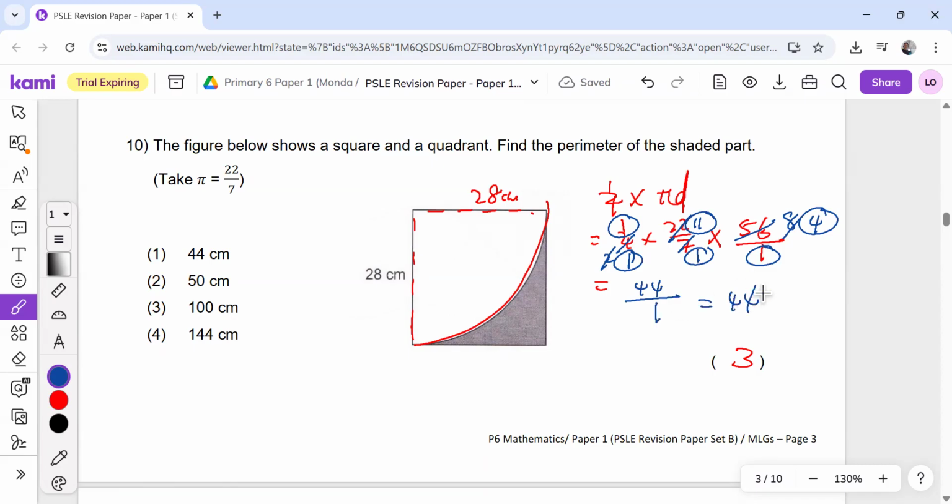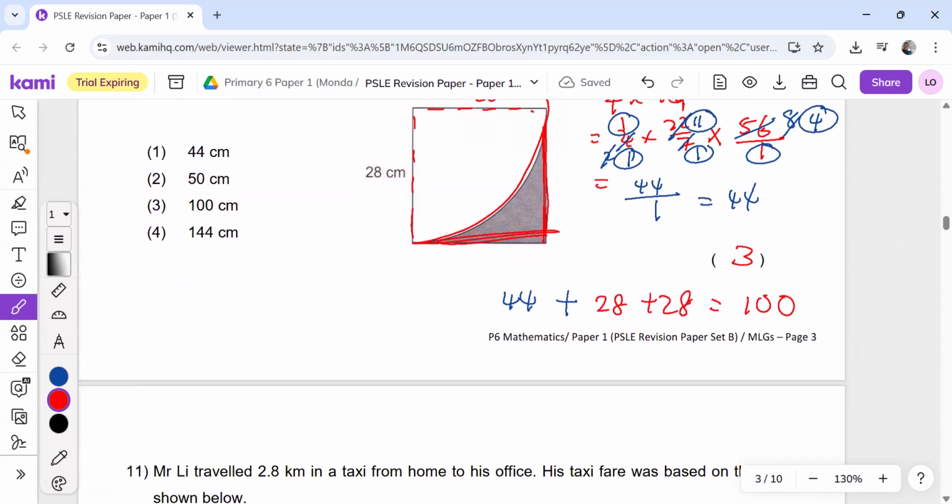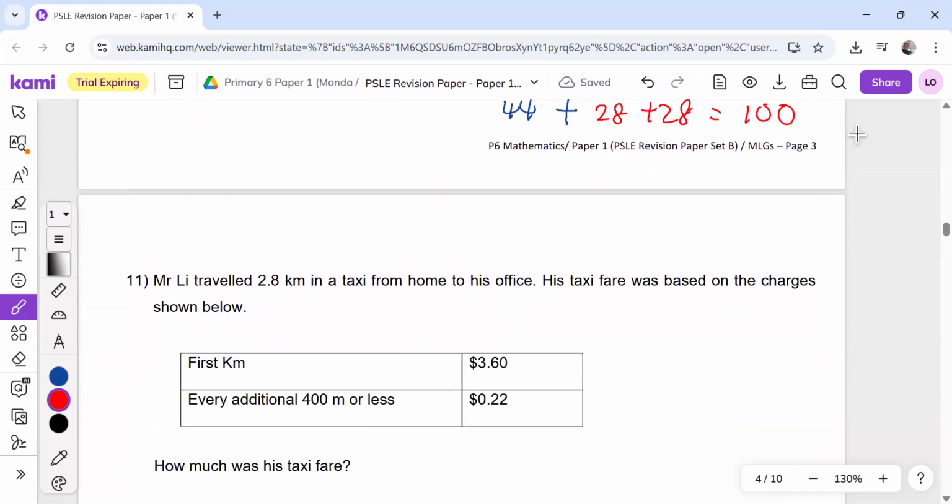So the circumference is 44, but not the answer, because you need to take 44 plus what? Plus the straight lines. There are two straight lines there. So plus 28 plus another 28. That's how you get 100. So I hope you have added the straight lines. Okay, perimeter includes the straight lines. Okay, let's go to question 11.